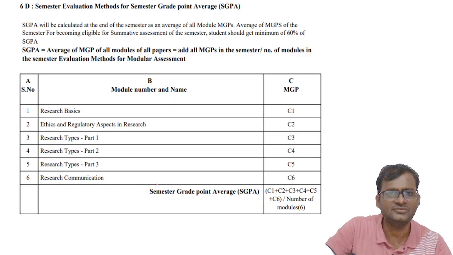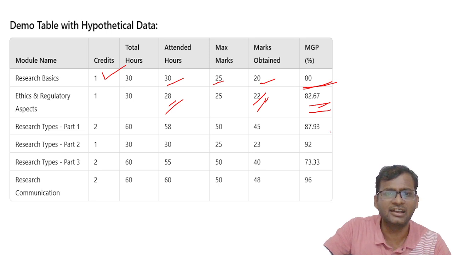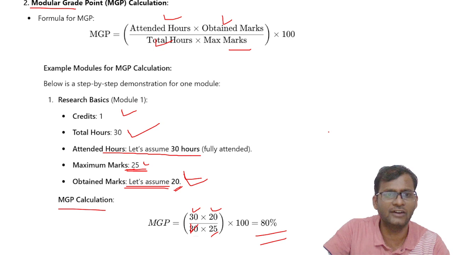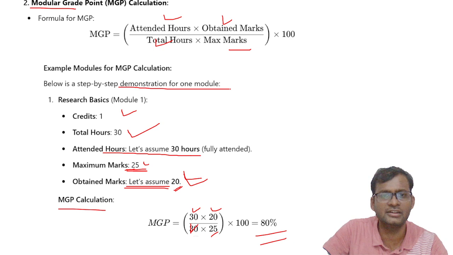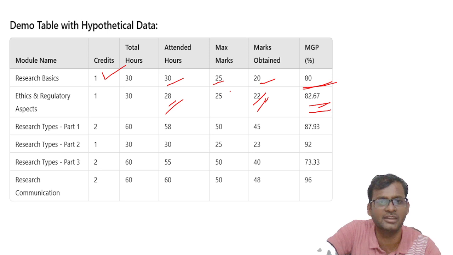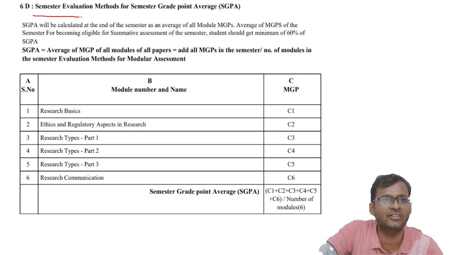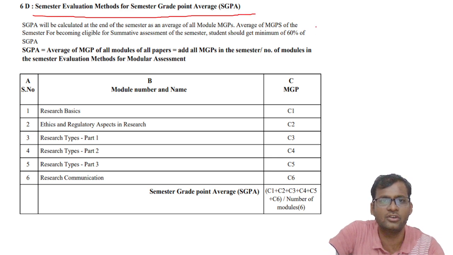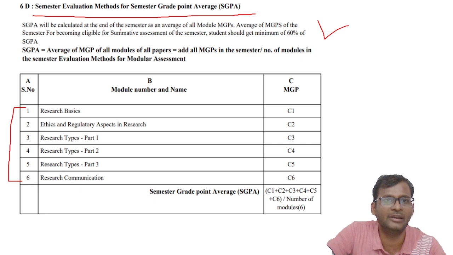Then the MGP is calculated after the completion of each module. After the completion of one module, then another module, after the completion of each module, we have to calculate the MGP. So next we have to look at the semester evaluation method for the semester grade points. Semester means all the modules: after the completion of the 6 modules, we have to calculate the semester grade point, that is SGPA.